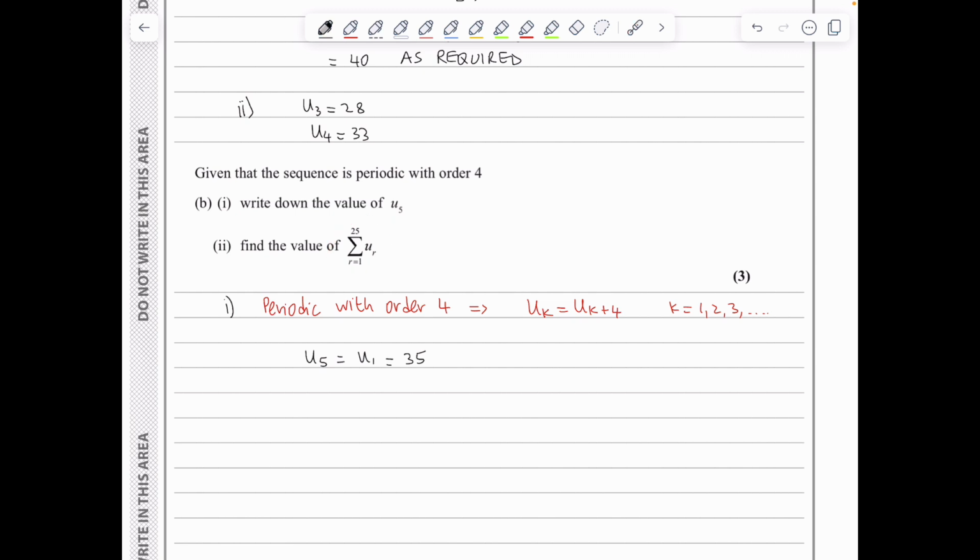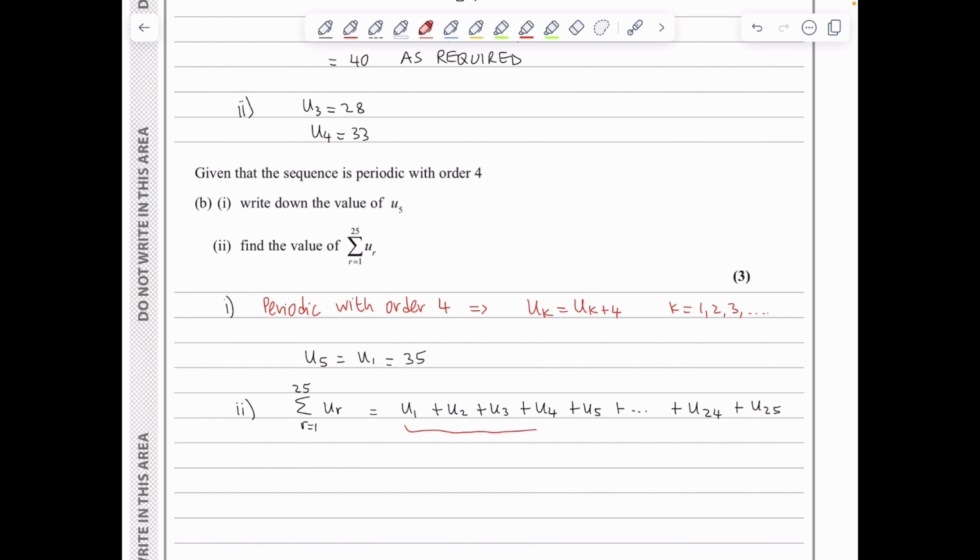In (ii), we need to evaluate the sum of the first 25 terms. So the sigma notation represents the sum here. We've got the sum of u_r from r equals 1 up to 25. So this means we've got u1 plus u2 plus u3 plus u4 plus u5 plus dot dot dot plus u24 plus u25.